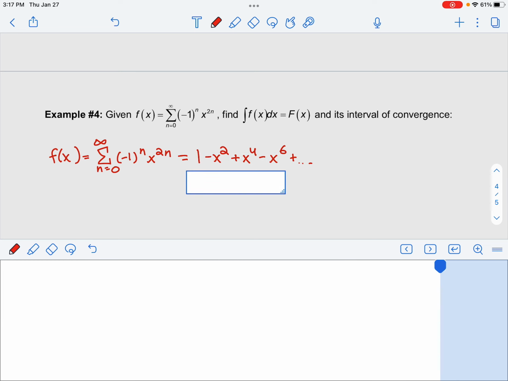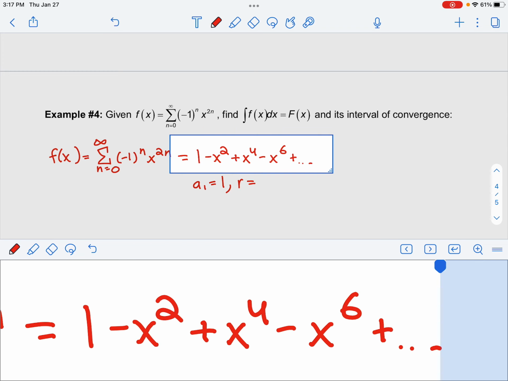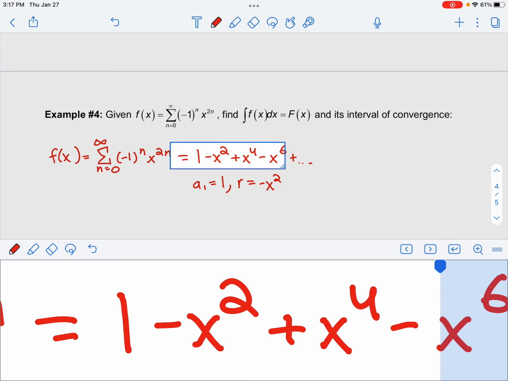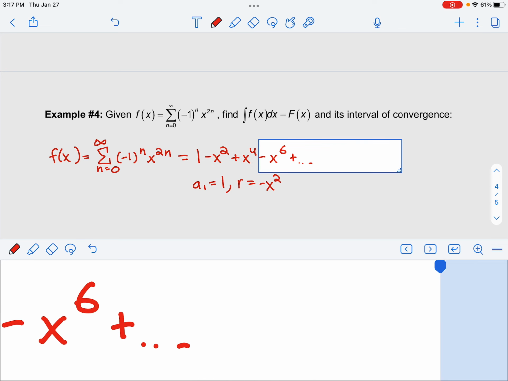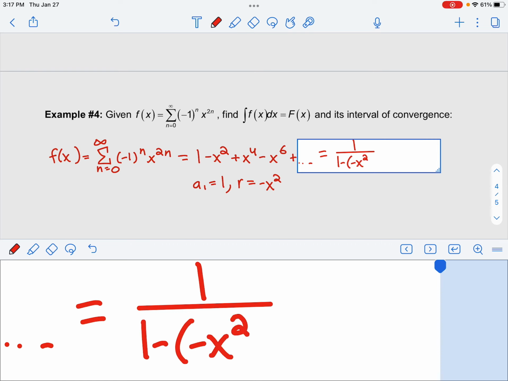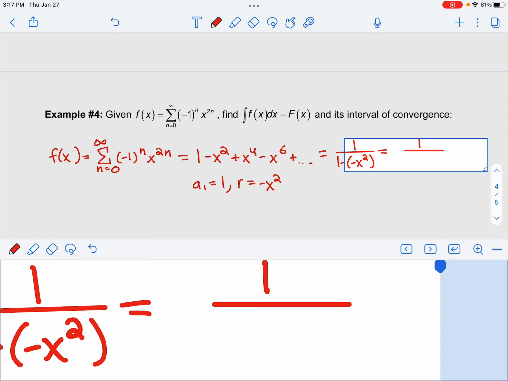Well, let's think of it like any other geometric series. A sub 1 is going to be 1, and then r: what am I multiplying by to get the next term? Be careful on this one because we've got the flip-flopping of the signs. It is actually negative x squared that you're multiplying by. So this is going to equal 1 over 1 minus the quantity negative x squared, which is 1 over 1 plus x squared.